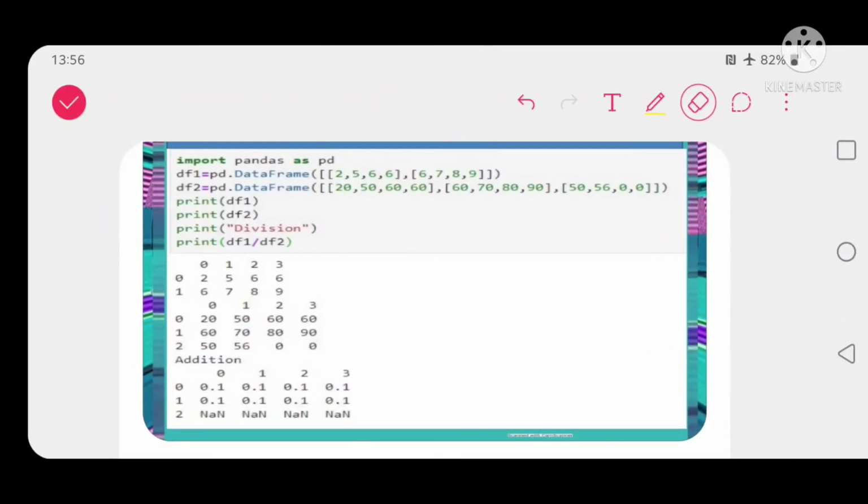When frames have non-matching shapes, you can see the shape of this frame is 2 rows 3 columns, 2 by 3, and this frame is 3 by 4. It means both the frames have non-matching shapes. Now you are doing df1 divided by df2. You can see 2 divided by 20, 0.1. Correspondingly you will divide. You can see this index does not exist in my first frame, so I will write NaN.